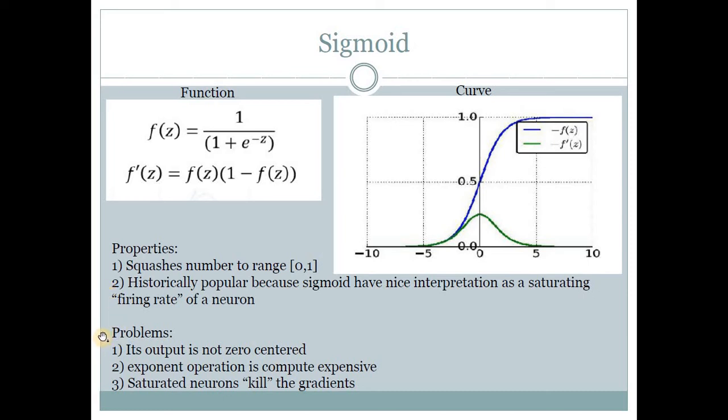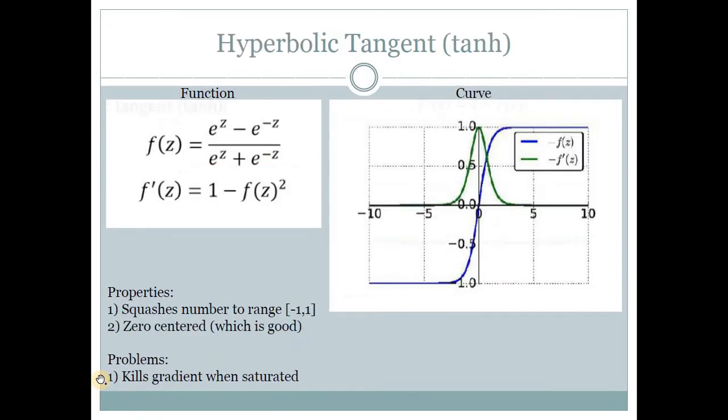Now some of the problems that the sigmoid function has. First one is its output is not zero centered. As we can see, its exponent operation is computationally expensive, and saturated neurons kill the gradient.